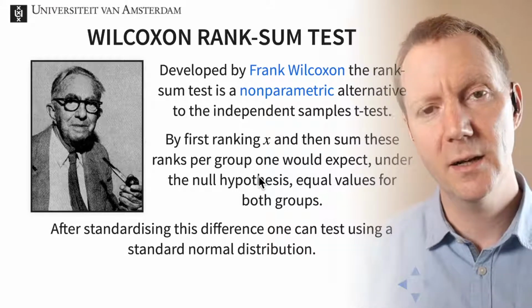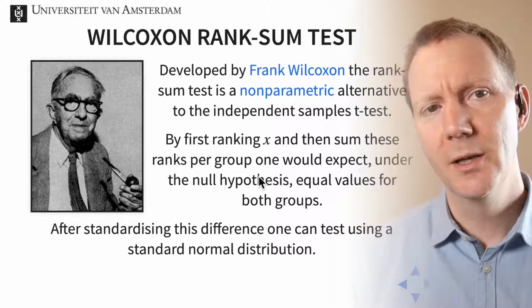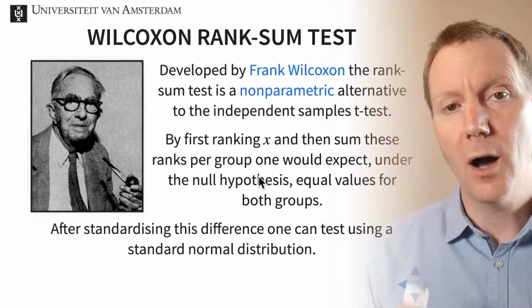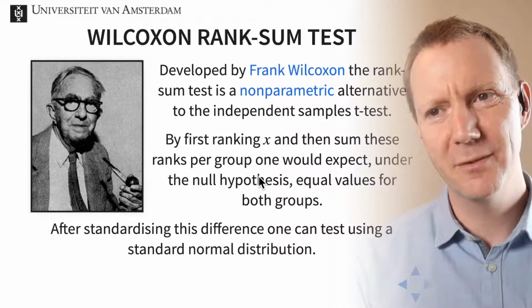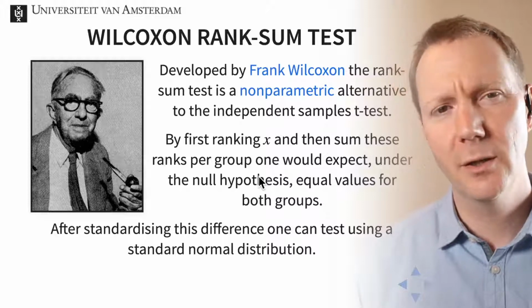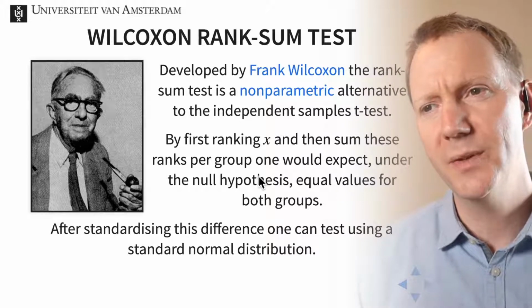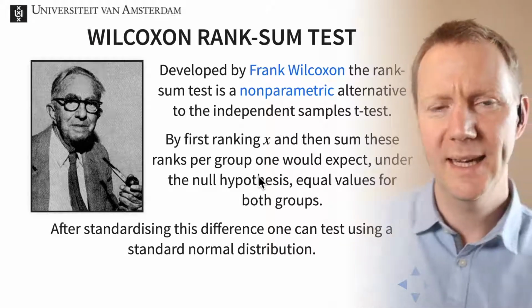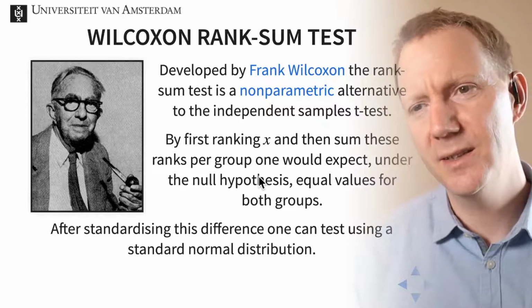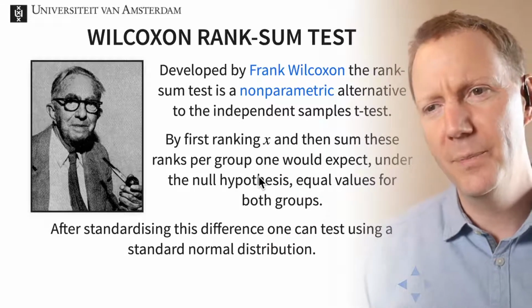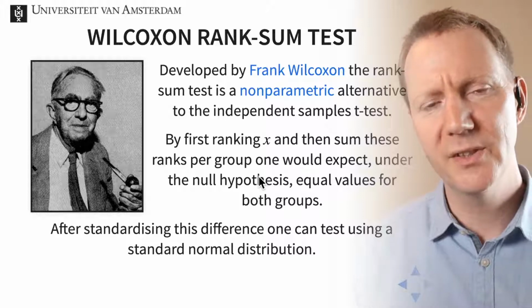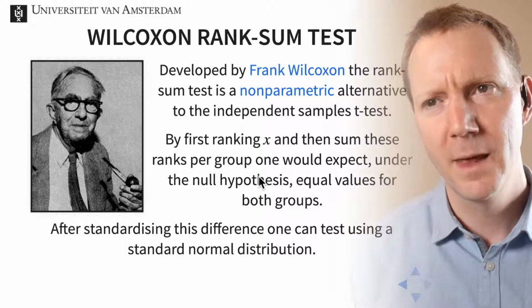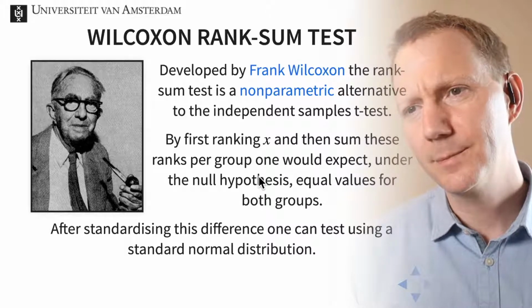So because they are two independent groups, you would add the sums for one group and then add the sums for the other group of the newly created ranked variable. And of course, under the null hypothesis, you would assume that these values would be equal for both groups. In the next step, you standardize this difference, and then you can use the standard normal distribution to essentially test this hypothesis.